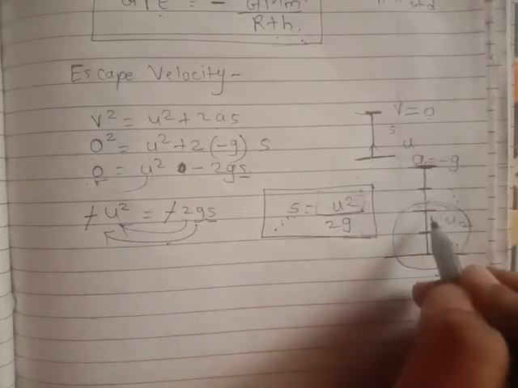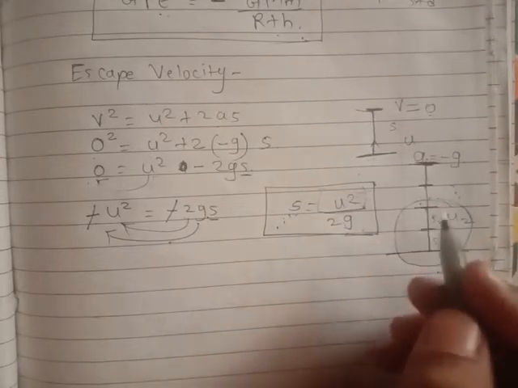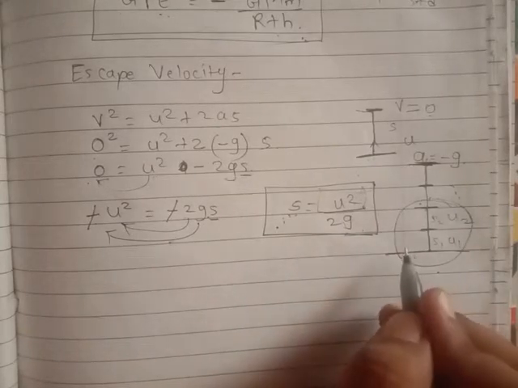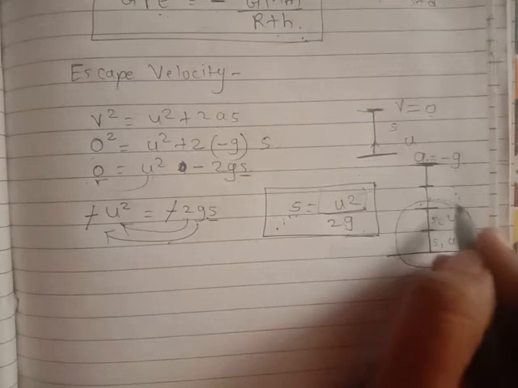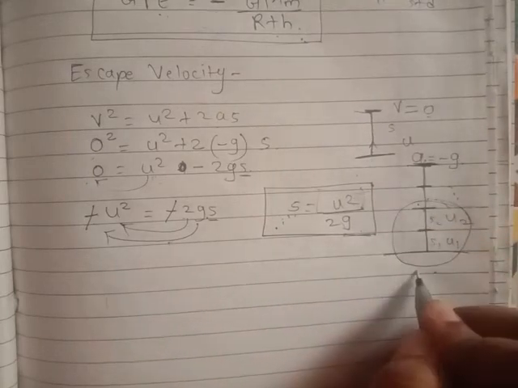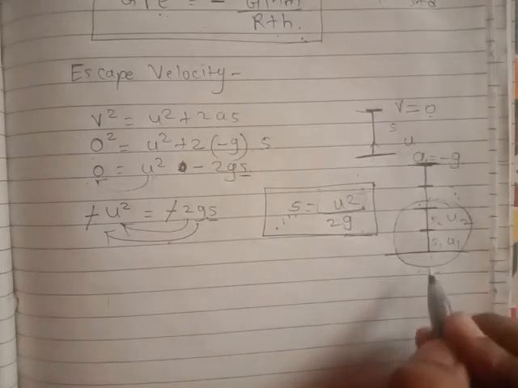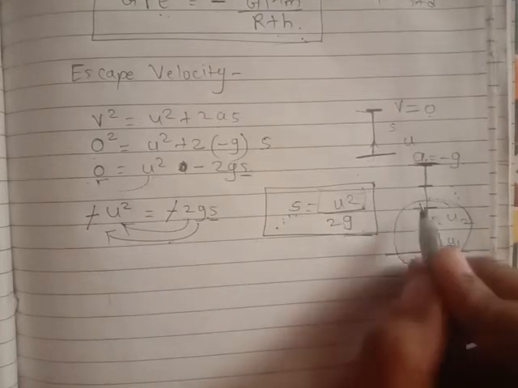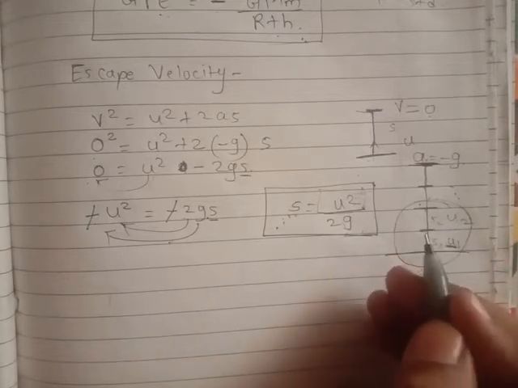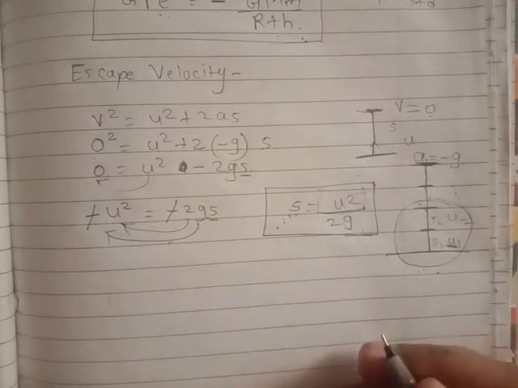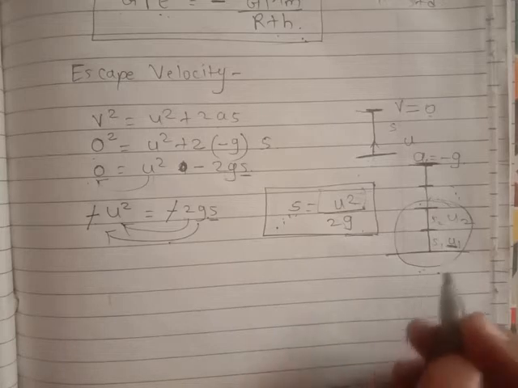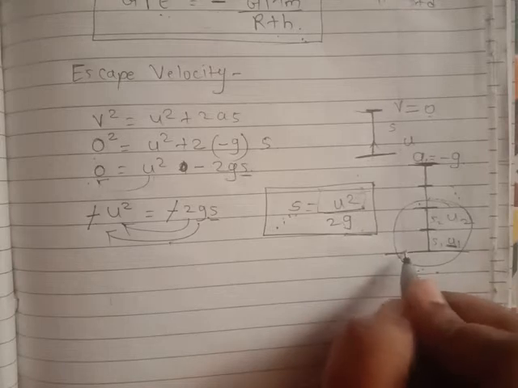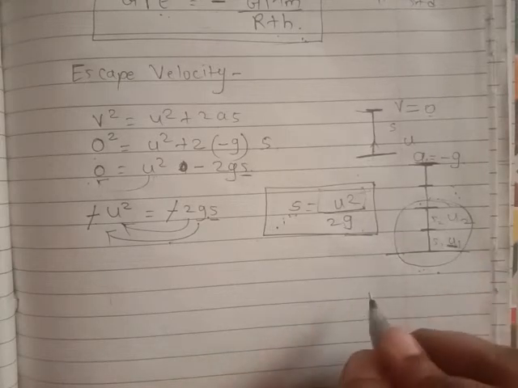This is called the escape velocity. Escape velocity is the minimum amount of velocity which is required to escape the object from the Earth's gravitational influence. Okay, what is escape velocity? It is the minimum amount of initial velocity which is required to escape from the Earth's gravitational influence so that the object will not come again to the Earth. Because of this principle we are able to launch satellites, rockets, and spaceships into space.